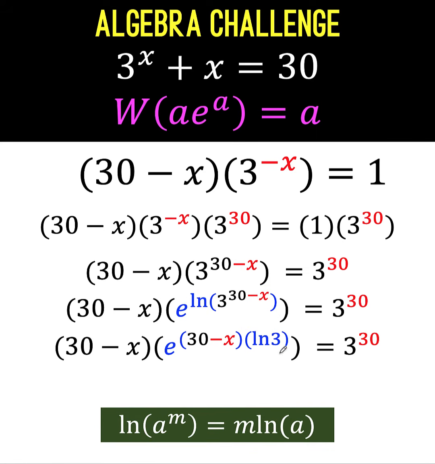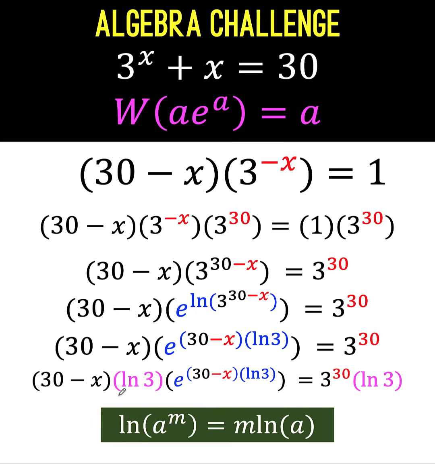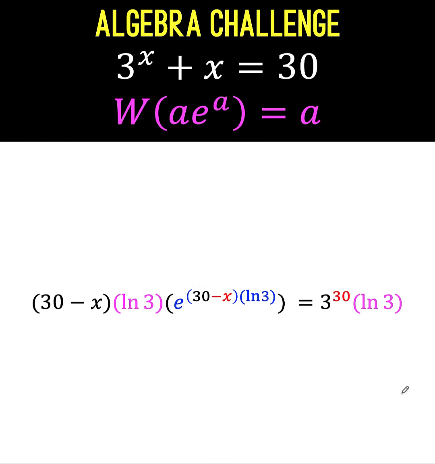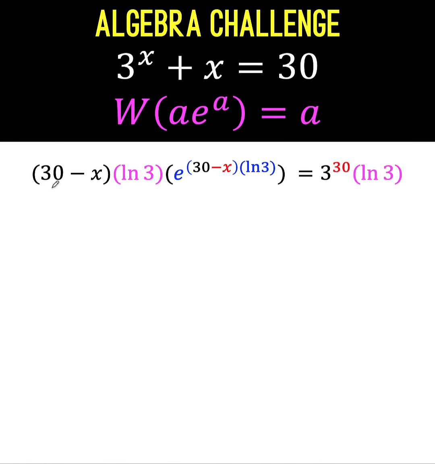If there is no ln 3, then let's introduce that factor by multiplying both sides of the equation by ln 3. So we multiply the left side by ln 3, we multiply the right side by ln 3, and we simplify. Notice now that this part is just the same as the exponent. So you can now think of this as your a, and this is your a also. They are the same.